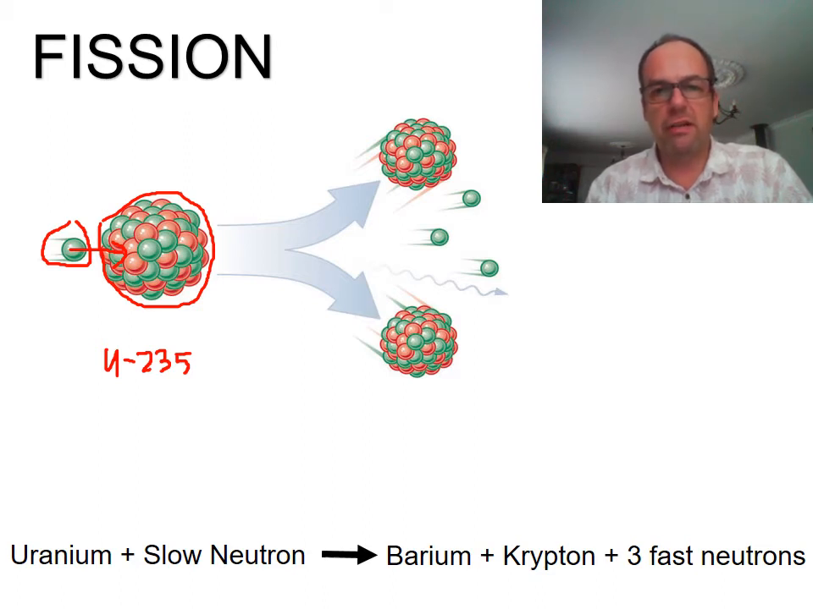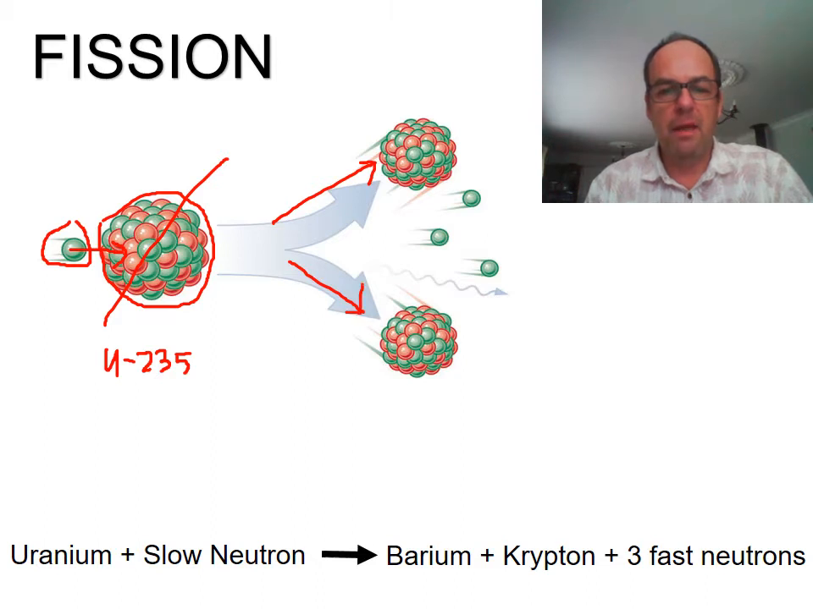Now, this does not last very long. It immediately splits in half to produce two fragments, here and here. This one is called barium, and the other one down here is called krypton. They're not exactly the same size. We also get two fast-moving neutrons.